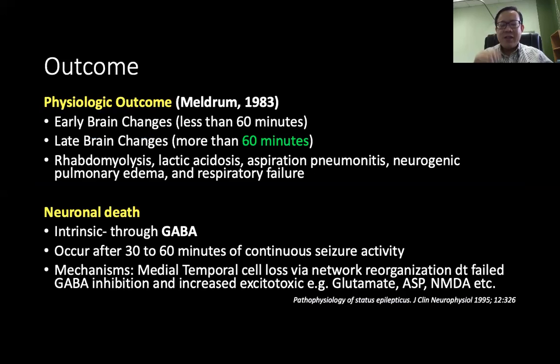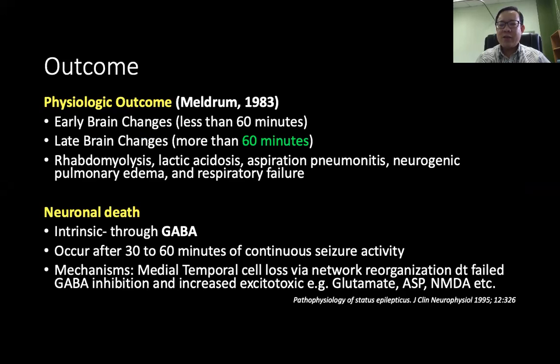How long did the seizure need to occur before it caused permanent brain damage? Most people say 30 minutes. But for us to see brain changes, we need at least 60 minutes of seizure. So for this reason, there are two criteria. The first one is we want to control the seizure within 30 minutes. Second, if 30 minutes cannot, we at least want to control them within 60 minutes.